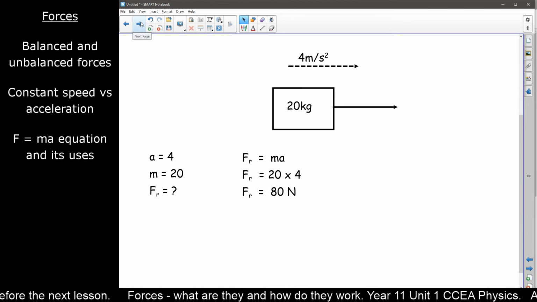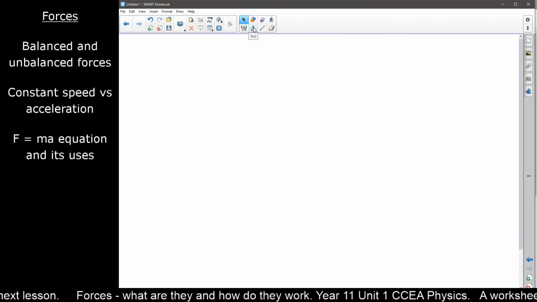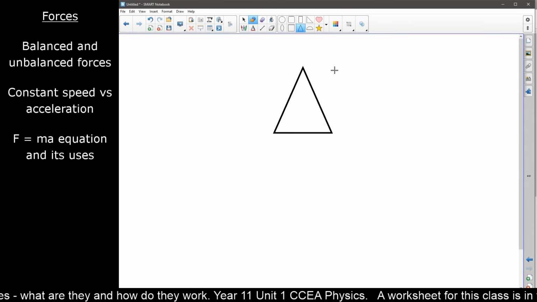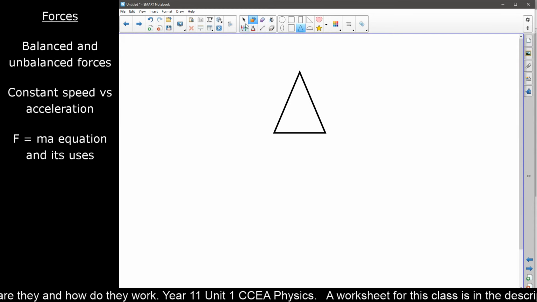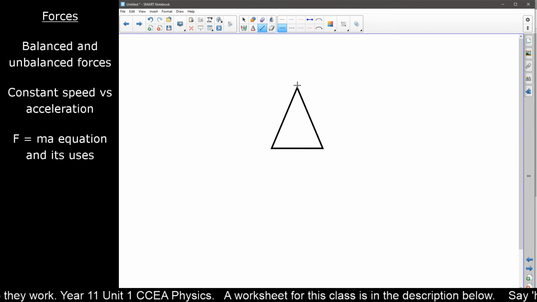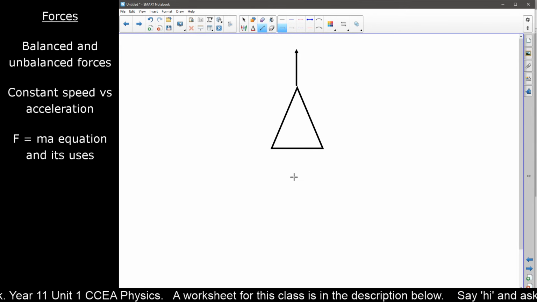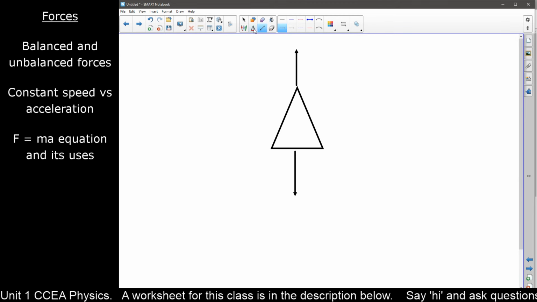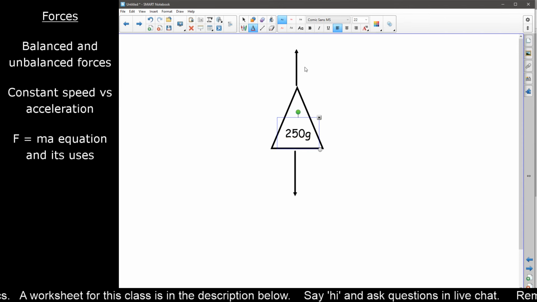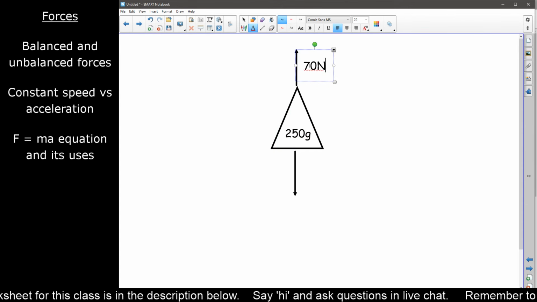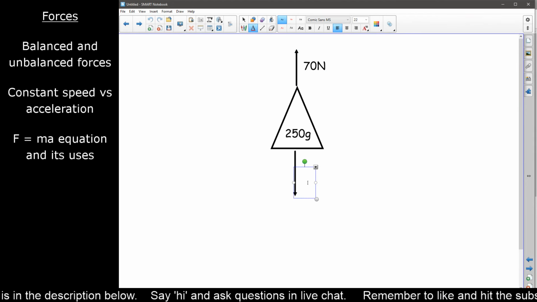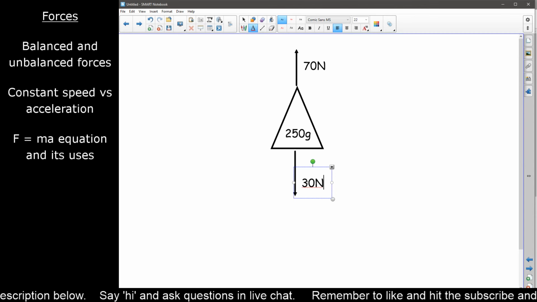Okay, so let's up the game a little bit. Let's do the rearrangement version of this one. Let's try an object. No, let's not try a box, let's try a little triangle. There we go, that'll properly mess with your head. And let's not have it moving left to right, let's have it moving upwards and downwards. So let's have a force upwards and we'll have a force downwards this time as well. And we'll tell you that the mass of this thing is 250 grams. We've got an upward force of 70 newtons, and we have a downward force of, what would be nice, 30 newtons.